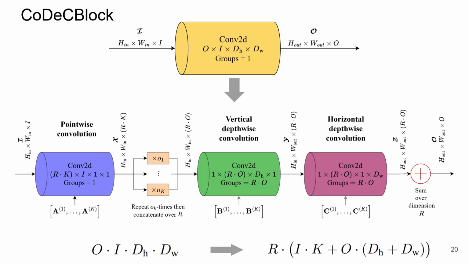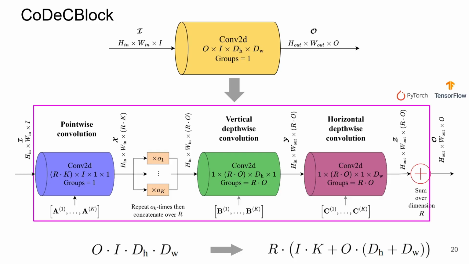This novel convolution approach replaces the classical convolution with the CoDeC block, which reduces both the number of parameters and computational complexity. This structure can be implemented easily in deep learning frameworks such as PyTorch or TensorFlow.